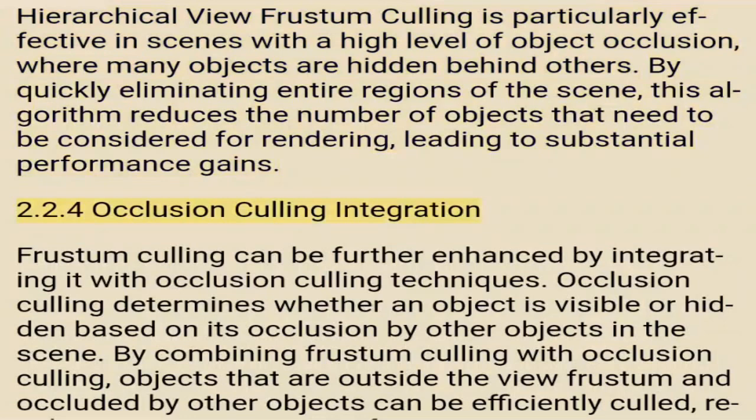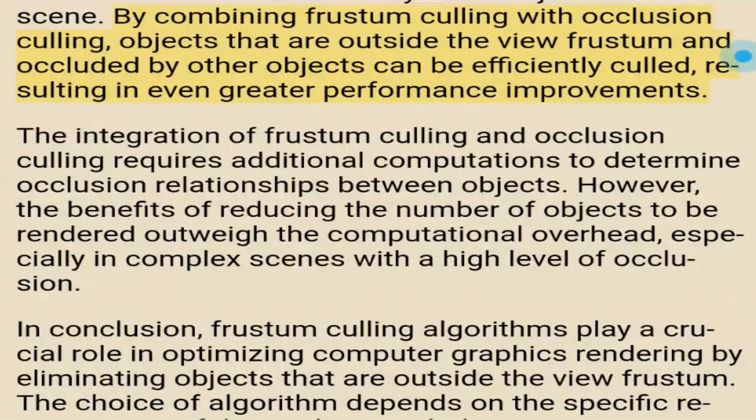2.2.4 Occlusion culling integration. Frustum culling can be further enhanced by integrating it with occlusion culling techniques. Occlusion culling determines whether an object is visible or hidden based on its occlusion by other objects in the scene. By combining frustum culling with occlusion culling, objects that are outside the view frustum and occluded by other objects can be efficiently culled, resulting in even greater performance improvements. The integration of frustum culling and occlusion culling requires additional computations to determine occlusion relationships between objects. However, the benefits of reducing the number of objects to be rendered outweigh the computational overhead, especially in complex scenes with a high level of occlusion.